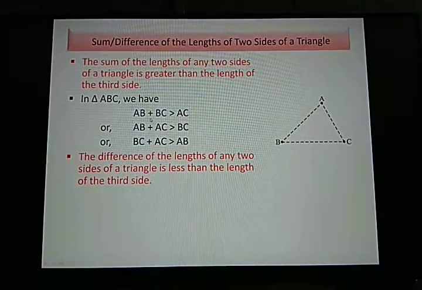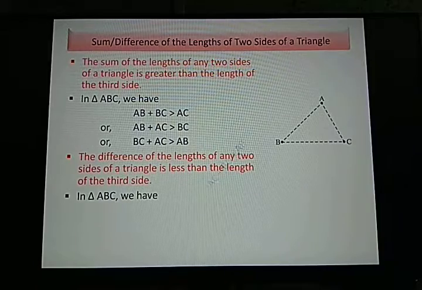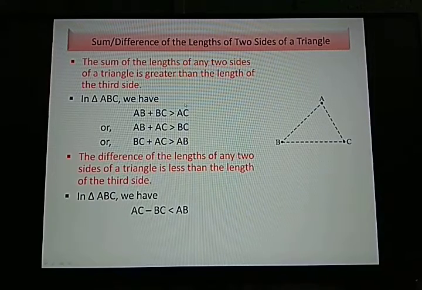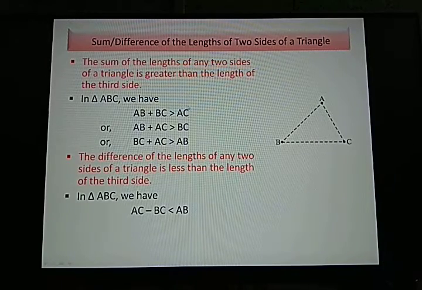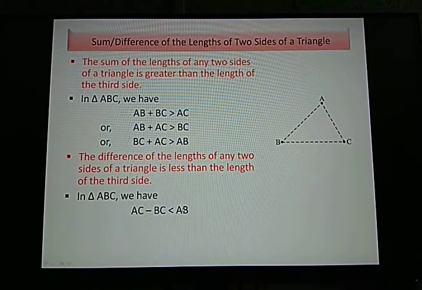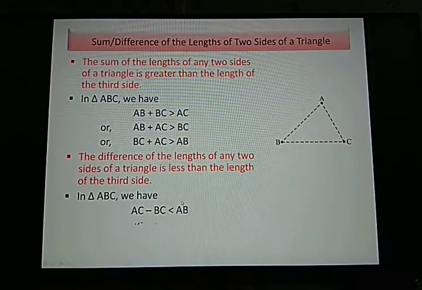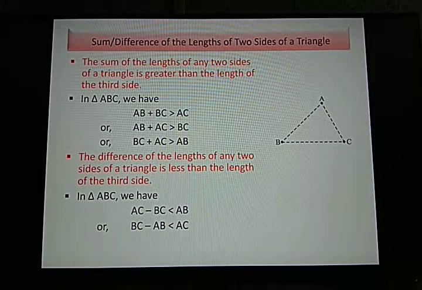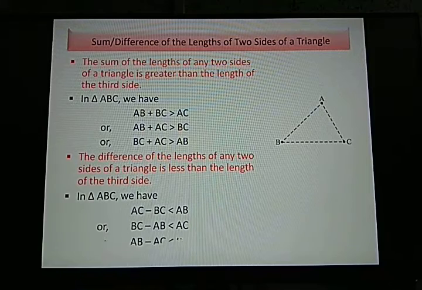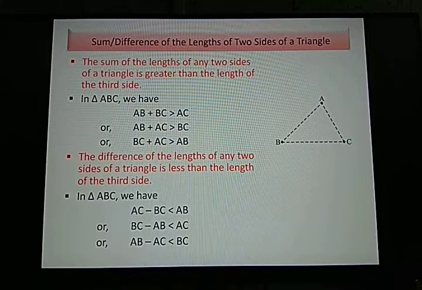So let me make it clear to you. In triangle ABC, if we take the difference of any two sides, say, as I already mentioned, this first case, then if I transpose this BC to the right hand side, what will it become? AC minus BC, and the sign will be less than, so I have written less than AB. Similarly, if I take the sides BC and AB, then it will also be less than AC. The third case is if I take AB and AC, then it will also be less than BC.